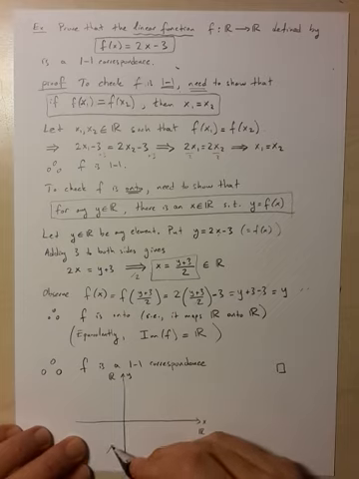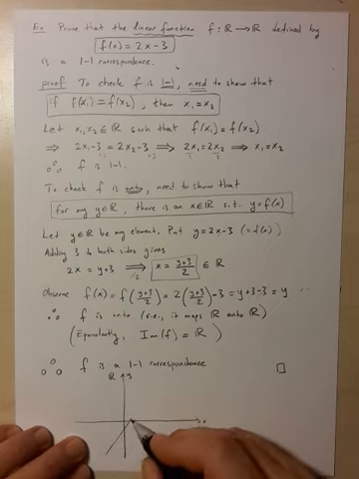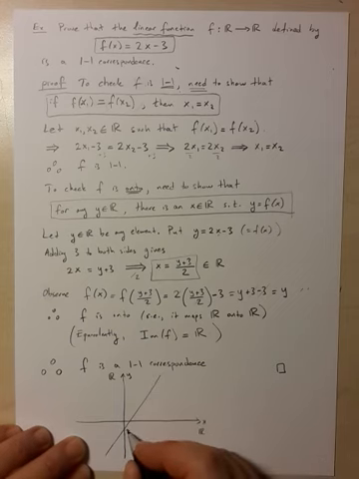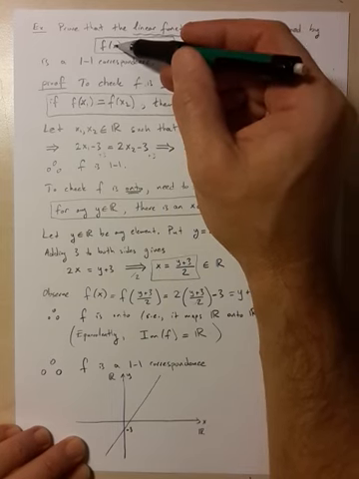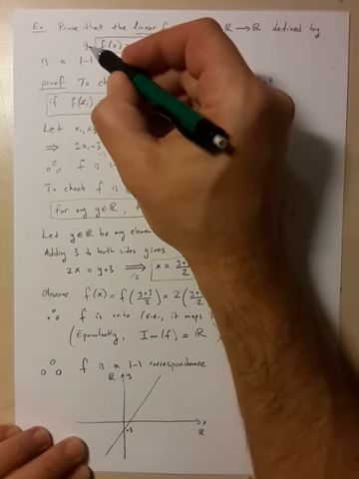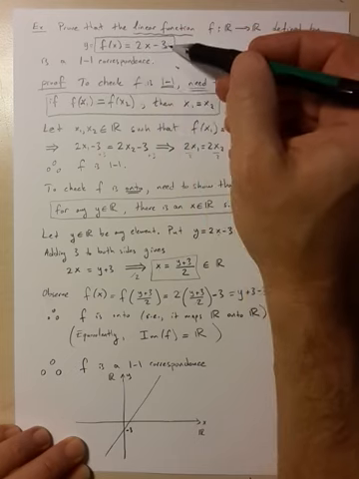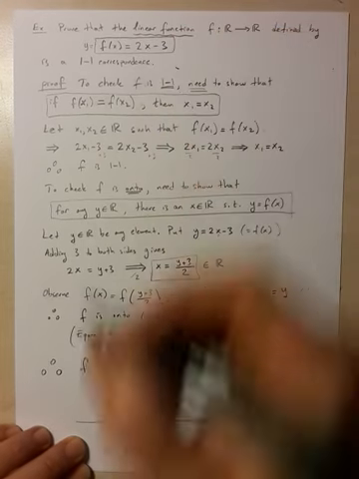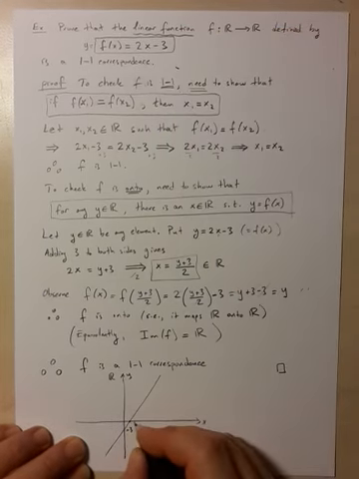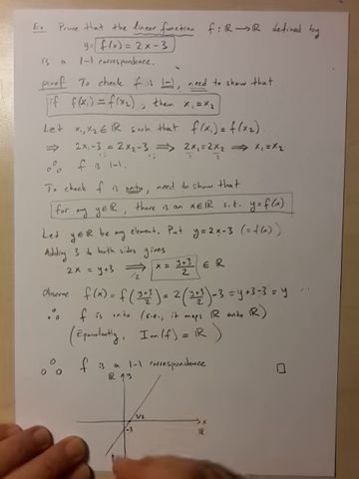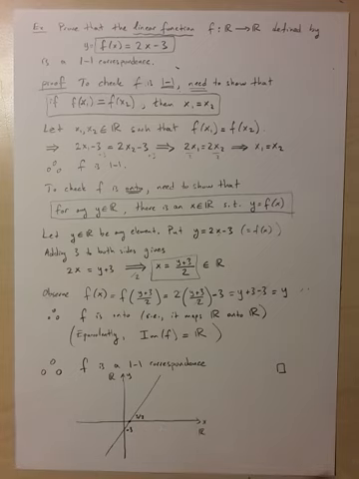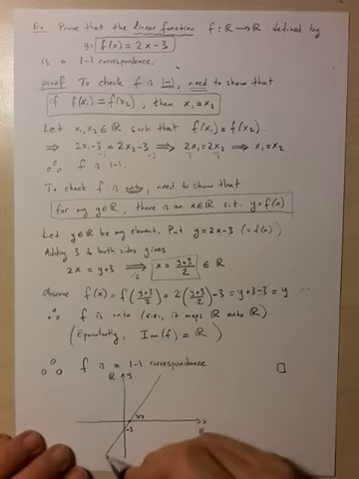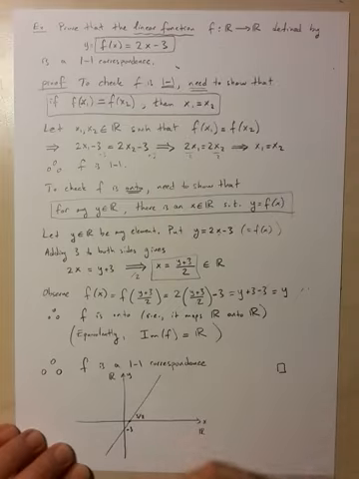So this is minus 3. When y is 0, x is 3 halves, right? So this point is 3 halves. This is minus 3. Slope is 2, right? This straight line has slope 2.